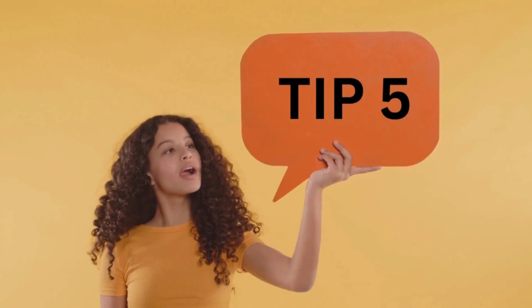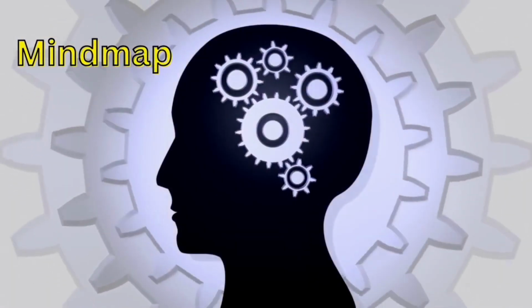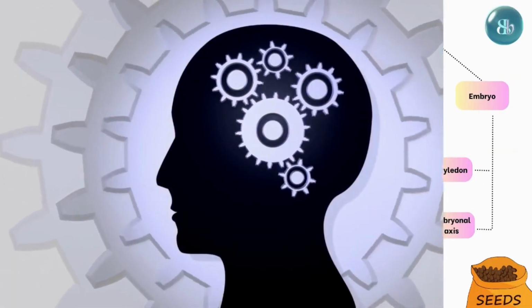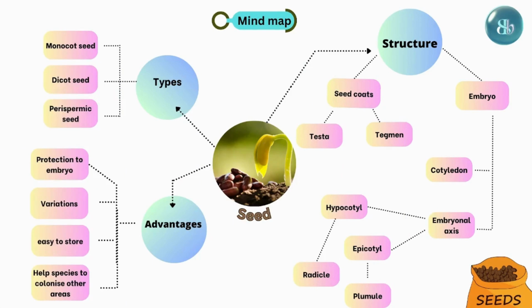Tip number 5. Make a mind map of every topic. A mind map basically summarizes all the content in just one frame. Here you can see the mind map of seed. In this mind map, you can see that all the important information and keywords have been covered.